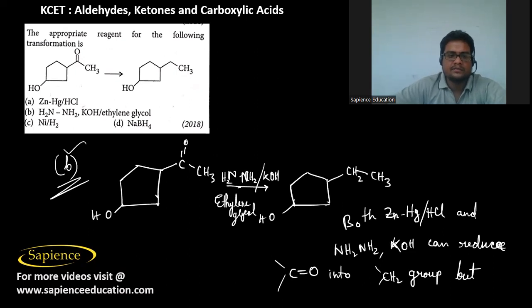So simply it means that if ZnHg and HCl is used, it will reduce this CO group into CH2 and it will again replace this OH group with Cl. So it means that zinc mercury amalgam with HCl can't be used.